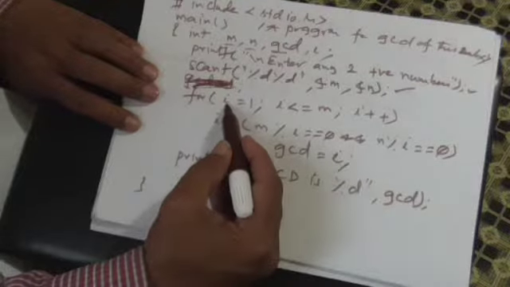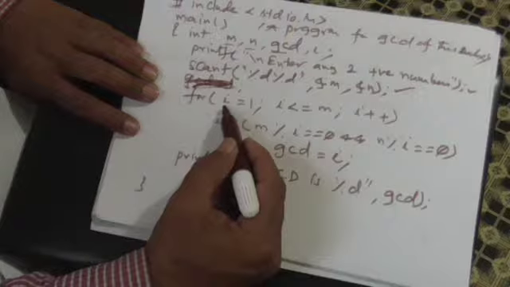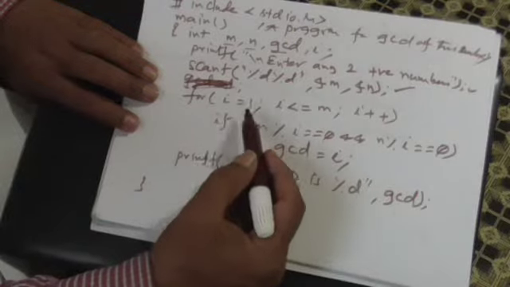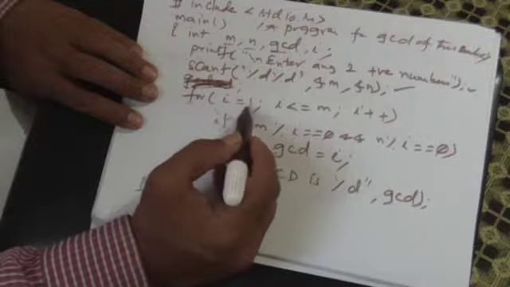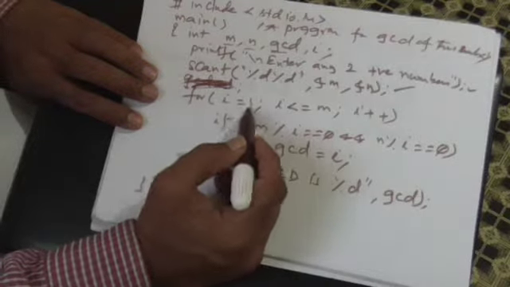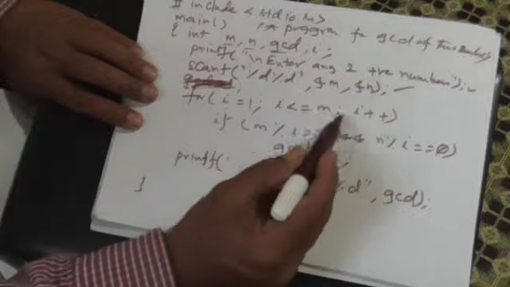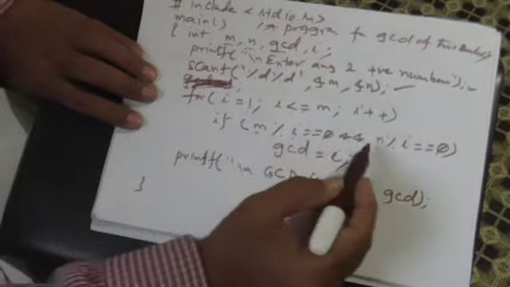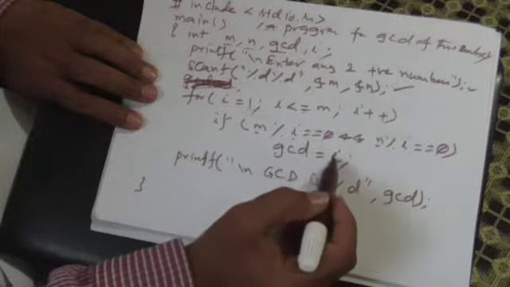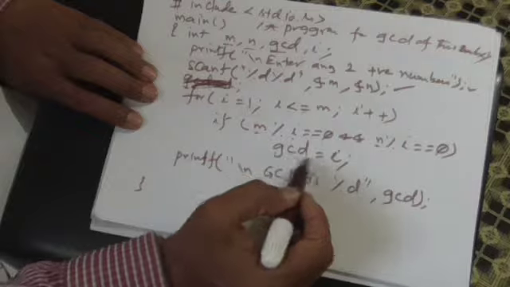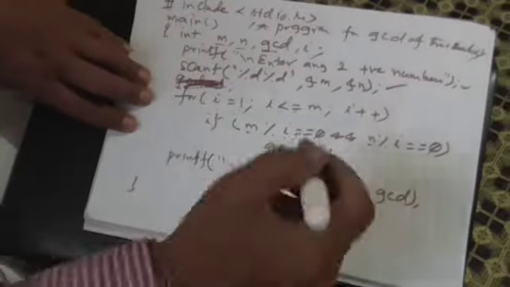First you start generating the natural numbers beginning from 1 up to any one of the numbers. So here I have initialized i to 1, with the condition i less than or equal to m, and i plus plus. And if any i divides both m and n, then that can be considered the GCD. And this will go on recording the value of GCD.